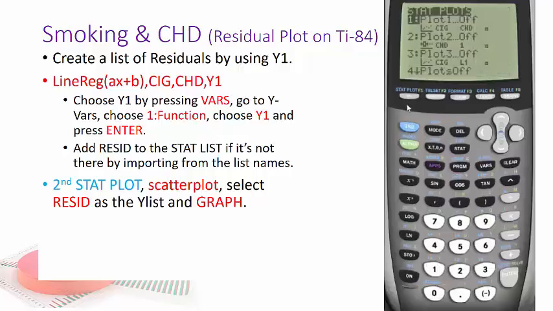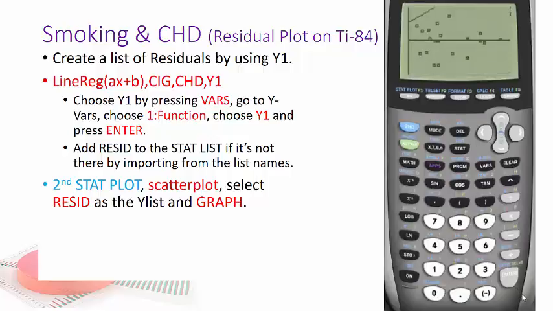Now I go to stat plot, and I'm going to go ahead and do a scatter plot. I'm using plot 3 this time. And this time, instead of L1, I'm going to use the residuals as the Y value. And then hit graph. I'm making sure all my other plots are off. And you can kind of ignore that line that's there.